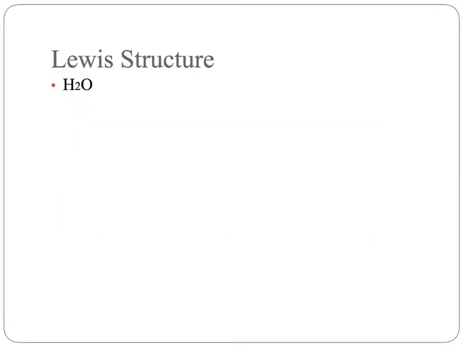Let's start with thinking about water. First of all, what are the valence electrons for the two elements involved in water? Well, hydrogen is our very first element, so we know it only has one valence electron. So we can just draw hydrogen here with its one valence electron.